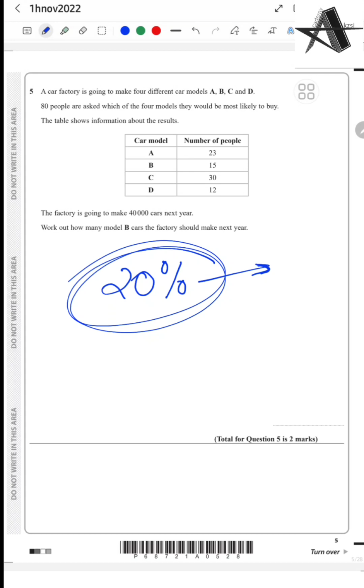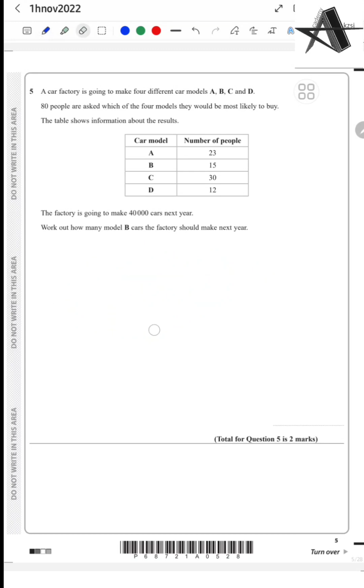That means simply what you need to do is first calculate what percent of people are actually going to purchase B. 15 out of 80. So what percent is it? 15 over 80 into 100.